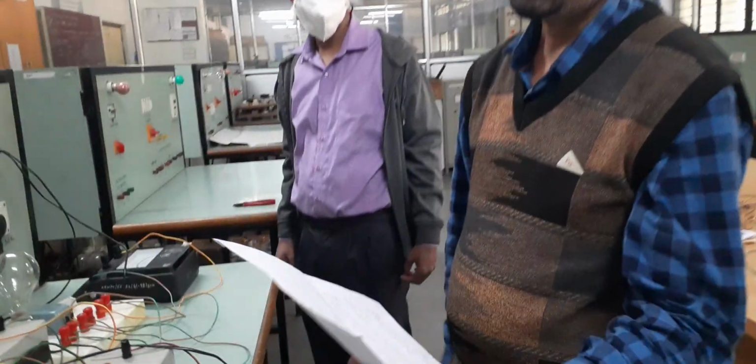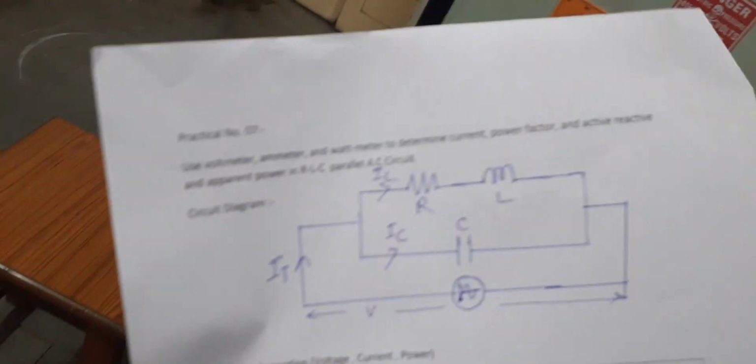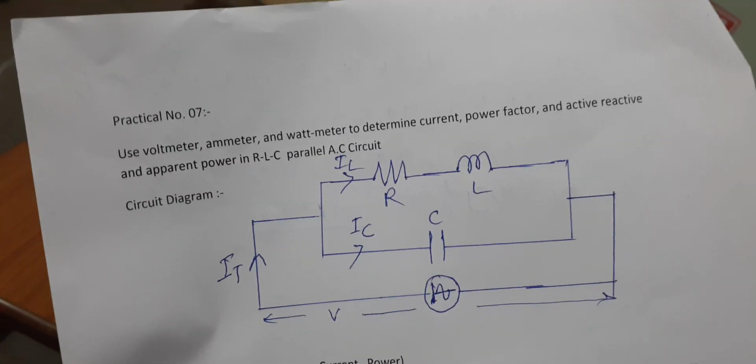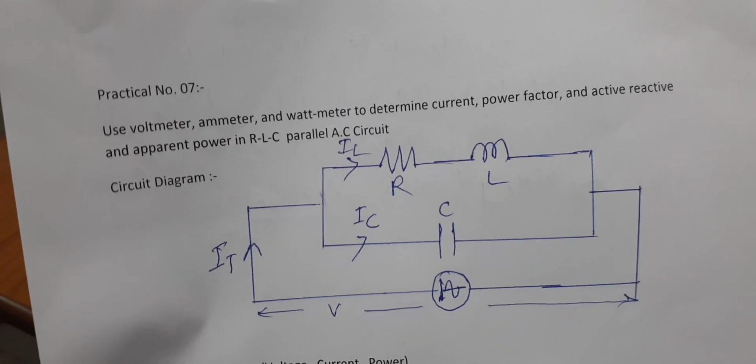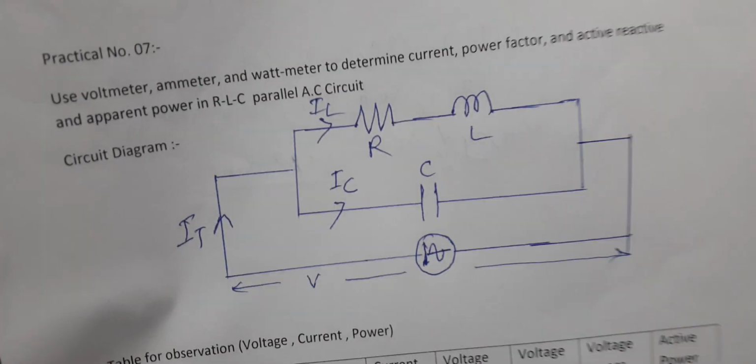Dear student, today we will perform the electrical circuit subject practical. This is practical number 7, and the title of that practical is to use voltmeter, ammeter and wattmeter to determine current, power factor and active, reactive and apparent power in an RLC parallel AC circuit.